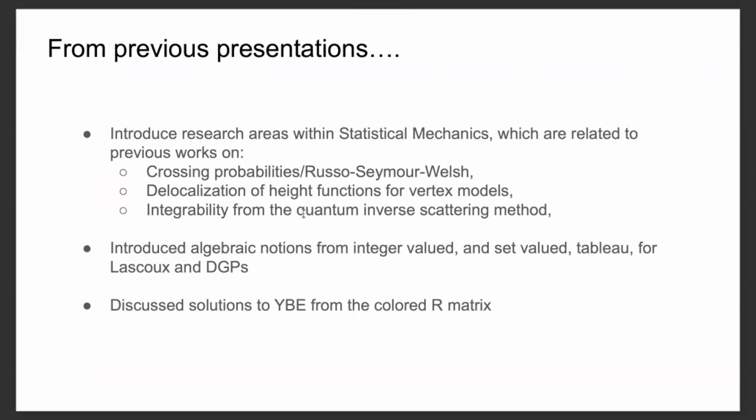So as we've been mentioning throughout several different parts of the series, we're looking at different connections with statistical mechanics, whether it relates to crossing probabilities or RSW, the localization of the height function for the six vertex model or other vertex models. And in particular, in the case of triangular ice, we have really been looking at integrability from the quantum inverse scattering method.